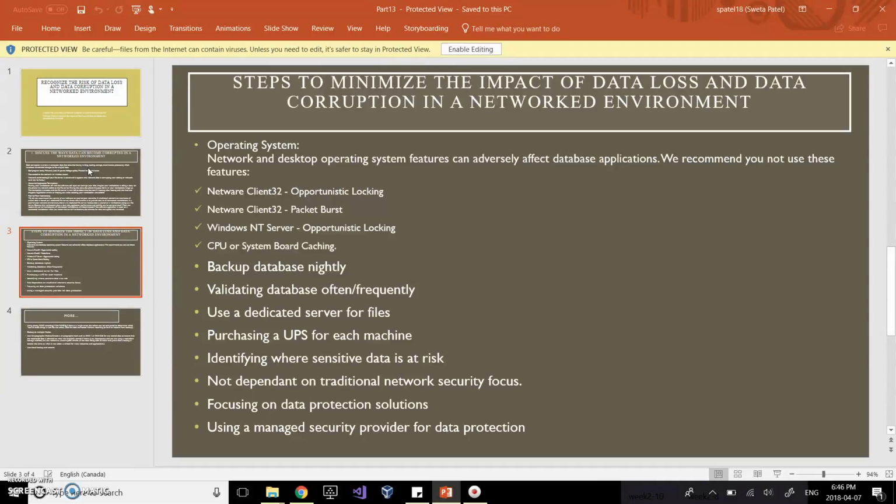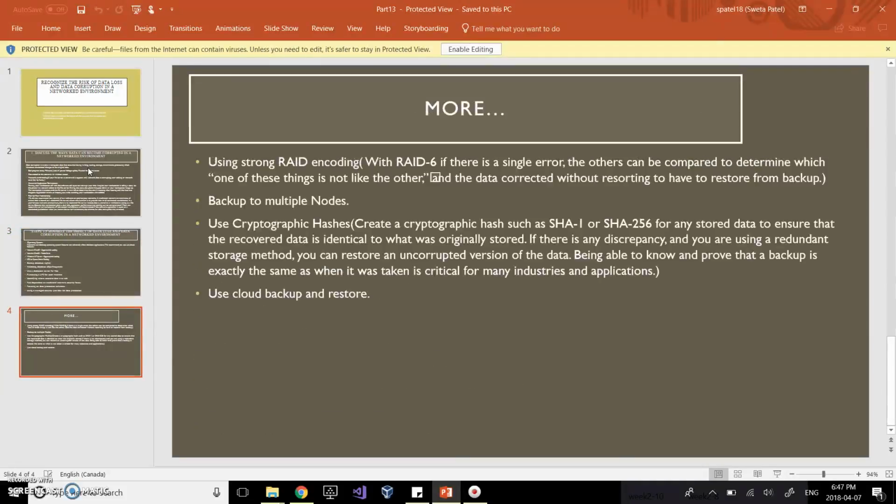Operating system network client 32 features are not recommended for use. Instead, the steps are: back up the database nightly, validate the database often, use a dedicated server for files, purchase a UPS for each machine, and identify where sensitive data is at risk. Do not depend only on a traditional network security focus; focus on data protection solutions, use a managed security provider for data protection, and use strong RAID encoding.